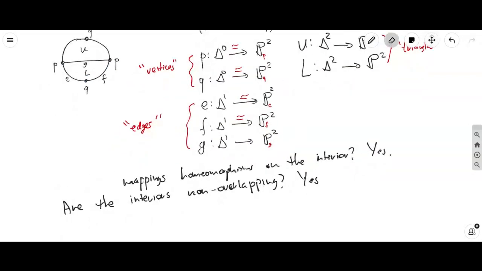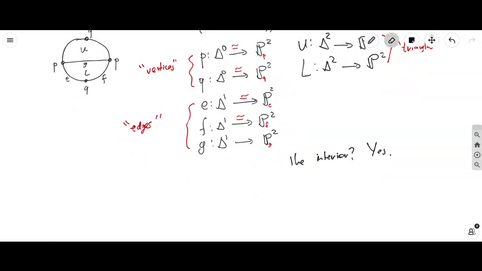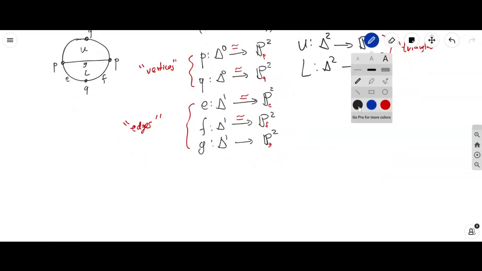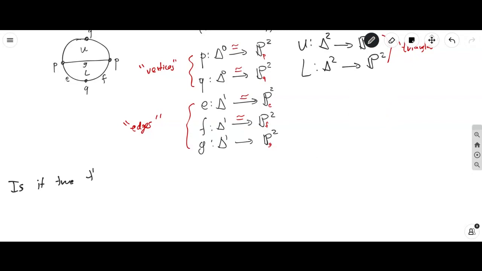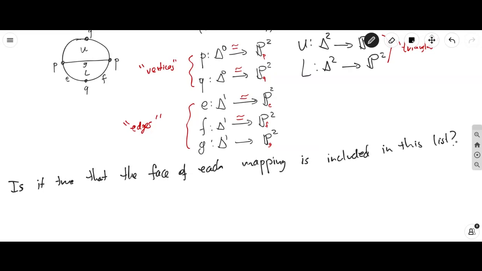And then this is the technical condition. And again, as I said, it's not clear why we want this, but this is the technical condition. So this is perhaps the most complicated one. So is it true that the face of each mapping is included in this list? In this list of 7 of them.